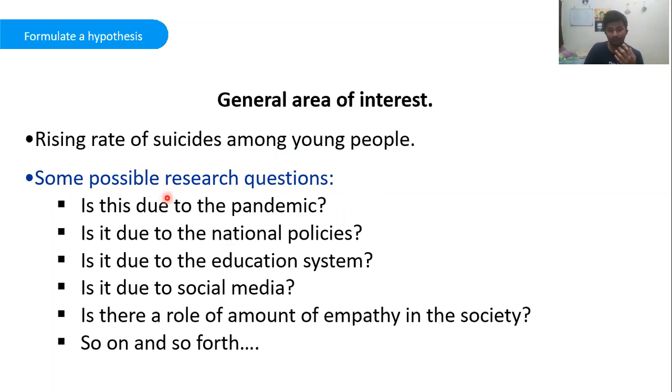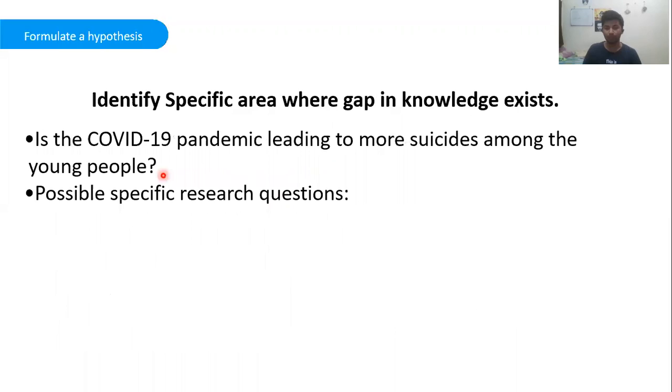In some message, let's say I choose the first one. Okay, is the rising rate of suicide among young people due to the pandemic? Right? I have chosen to narrow it down in this direction. So this was a question: is the COVID-19 pandemic leading to more suicides among the young people? Now, from this narrow idea, can we further specify it?